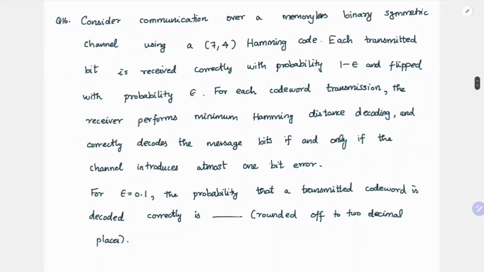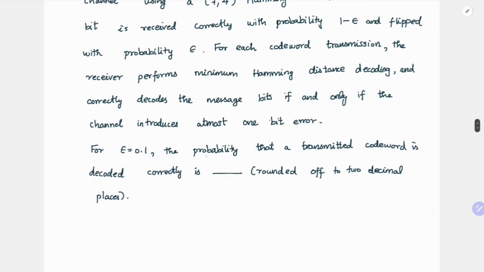Consider communication over a memoryless binary symmetric channel using a 7-4 Hamming code. Each transmitted bit is received correctly with probability 1 minus epsilon and flipped with probability epsilon. For each code word transmission, the receiver performs minimum Hamming distance decoding and correctly decodes the message bits if and only if the channel introduces at most one bit error. For epsilon equal to 0.1, the probability that a transmitted code word is decoded correctly is dash.